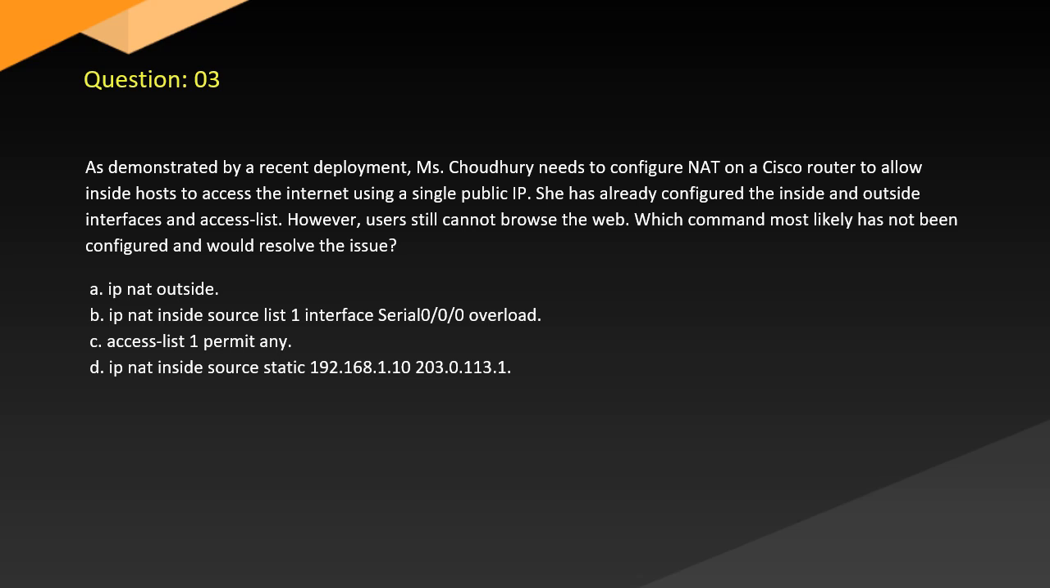A. ip nat outside. B. ip nat inside source list 1 interface serial 0/0 overload. C. access-list 1 permit any. D. ip nat inside source static 192.168.1.10 203.0.113.1.